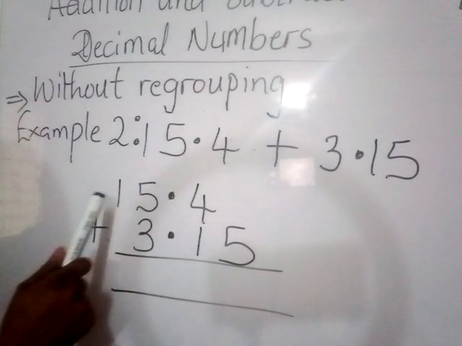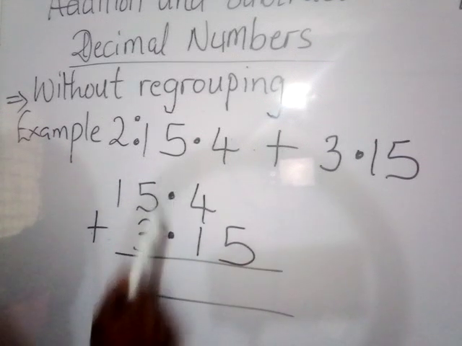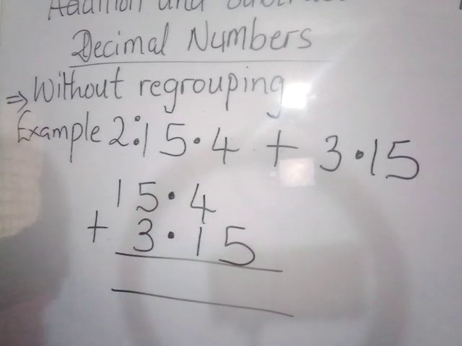So you see here, we wrote 15.4, and then the 3 now comes here because the point needs to still come under this point here, and then you have your 15 to the other side. Now I will explain why it's this way.